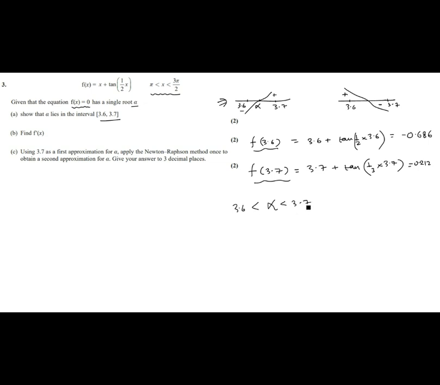So that's part A. Now part B is find f dash x. So we need to differentiate this function. Just for reference, differentiation of tan x is sec squared x.